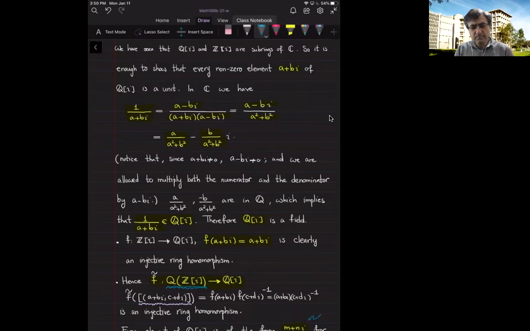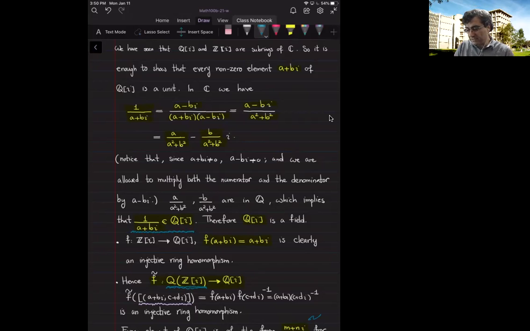Let's point out that because a + bi is non-zero, its complex conjugate is also non-zero. So it does make sense to multiply both numerator and denominator by a - bi. Doing so, we can compute the real part and imaginary part, and we end up getting that the real part is a over a squared plus b squared, and the imaginary part is negative b over a squared plus b squared. And both of them are rational numbers as soon as a and b are rational numbers. So altogether, the inverse of a + bi is also inside the ring Q[i], and therefore Q[i] is a field.